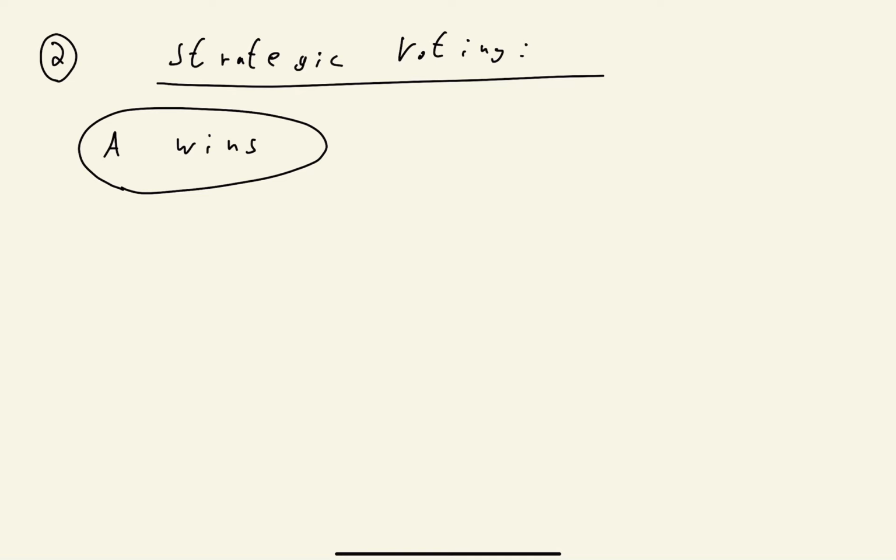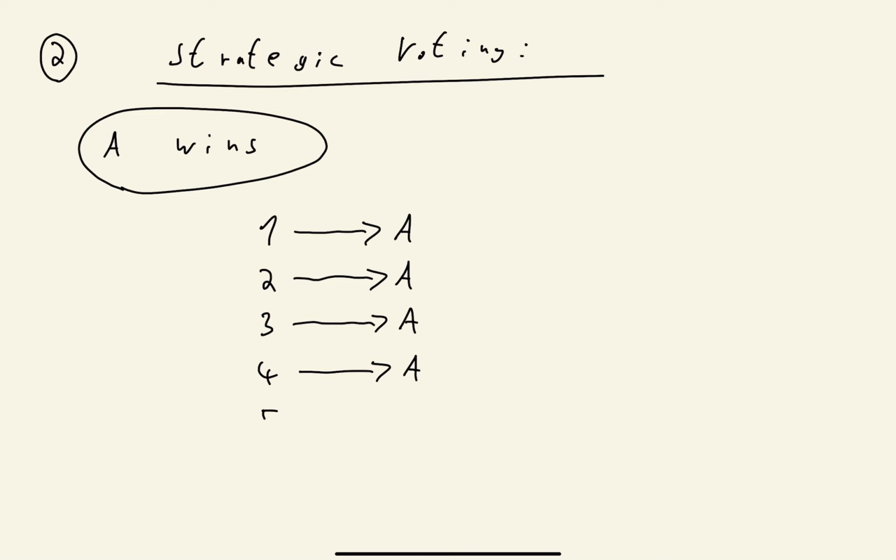So voter 1, I'm always switching up candidates and citizens, citizens and voters, citizens and candidates. So voter 1 is voting for candidate A. Voter 2 is voting for candidate A as well. Voter 3 is also voting for A. Voter 4 is voting for A as well. And the remaining voters are voting for C.